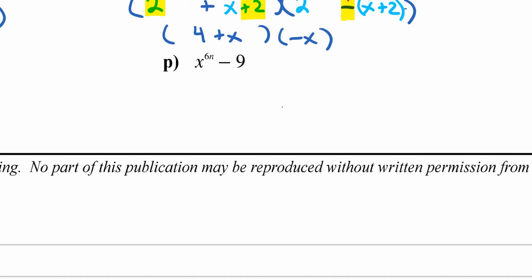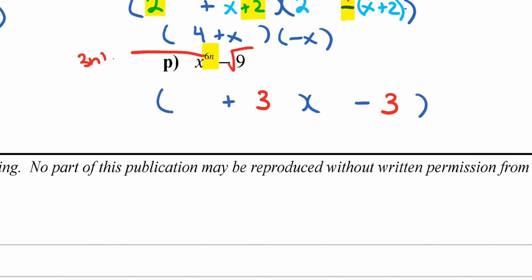And for letter P, once again, we have two terms and a minus sign in the middle, so a plus and a minus sign there. The square root of 9 is 3, the square root of 9 is 3, so I need 3's at the back end there. And if I take a look at the 6n, 6n is the same thing as 3n plus 3n, so this will be x to the 3n and x to the 3n.